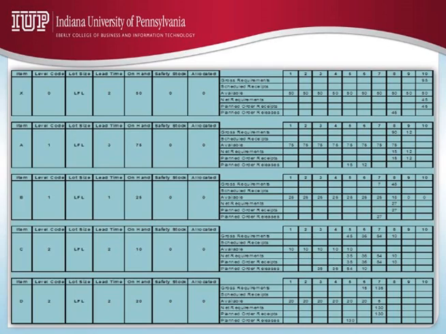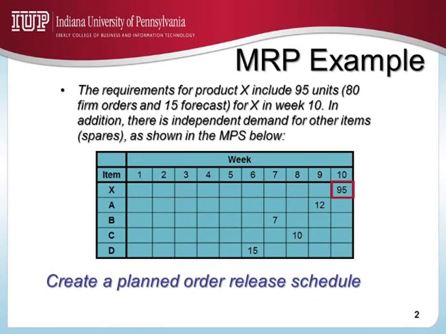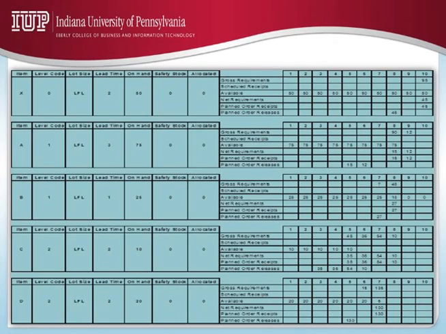So we start with 95. Where did we get that from? Here. We got it from the master production schedule. Similarly, item A 12, item B 7, 10, 15 in those respective weeks. Let's go here and check. Complete X first. X is my level 0 item. You had 50 units in inventory in the beginning. You carry that all the way up to week number 10.